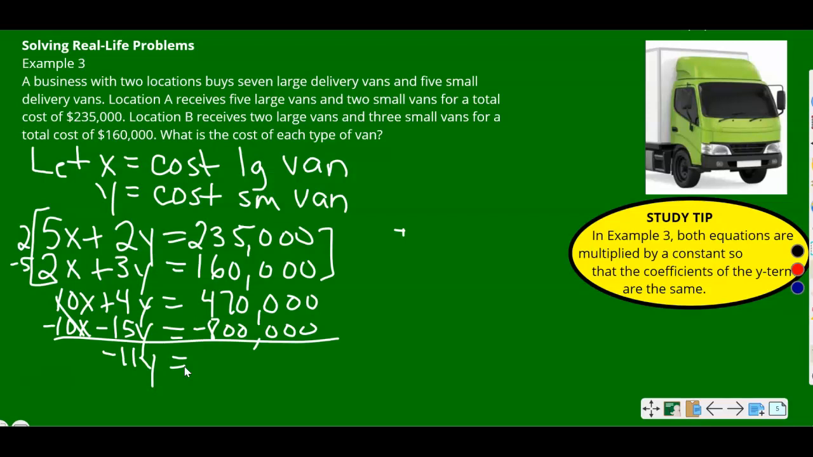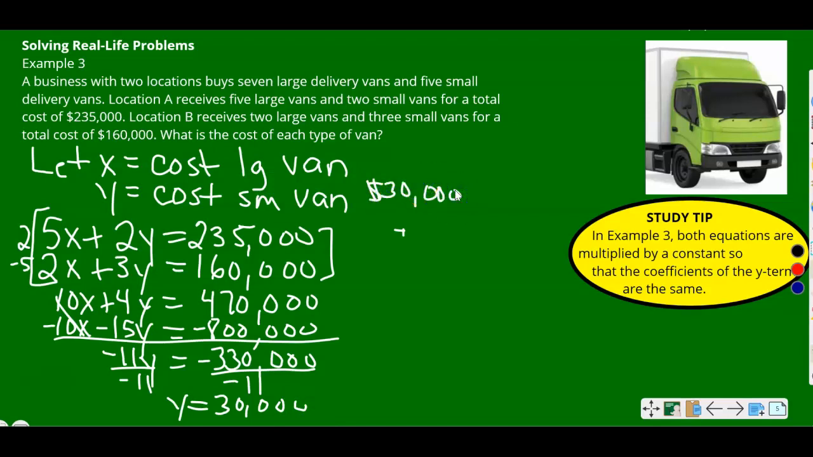plus -800,000. So that's going to give us -330,000. All right, so we're going to divide both sides by -11 because we're trying to solve for y. And that gives us y equals $30,000. So we solved for y first, the cost of a small van. So the cost of a small van we know is $30,000.